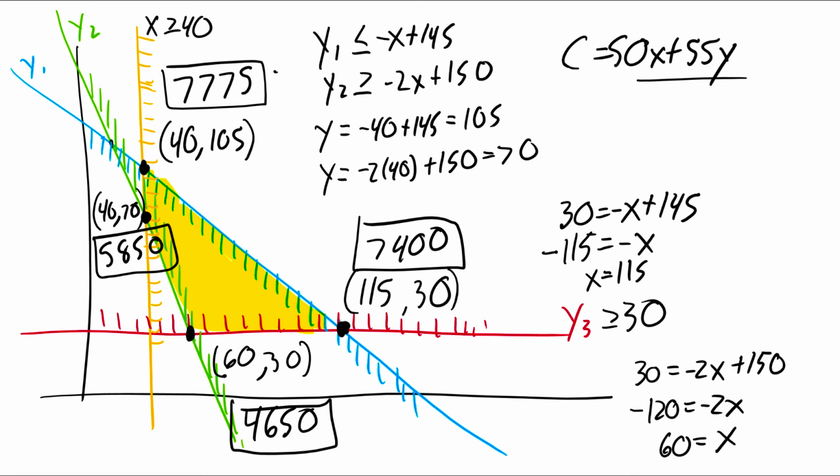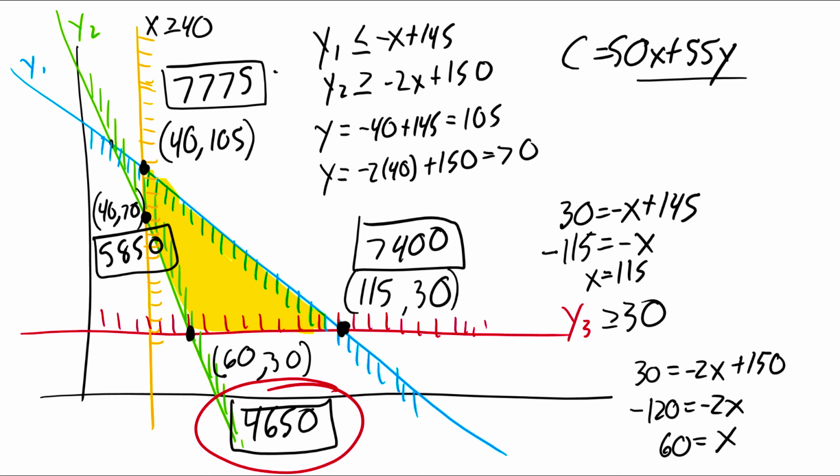All right, so our minimum shipping cost is $4,650. That's the smallest of those four. So that is our answer. They should ship 60 engines to plant 1, 30 engines to plant 2, which will cost them $4,650 in shipping costs, but that is the minimum amount they could spend on shipping while still meeting all of the other constraints.